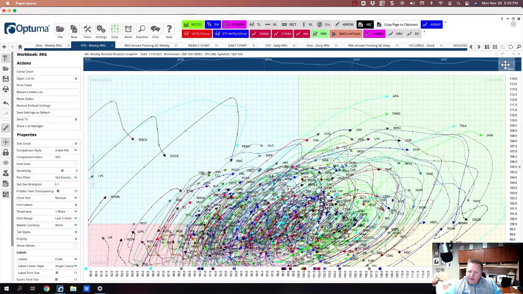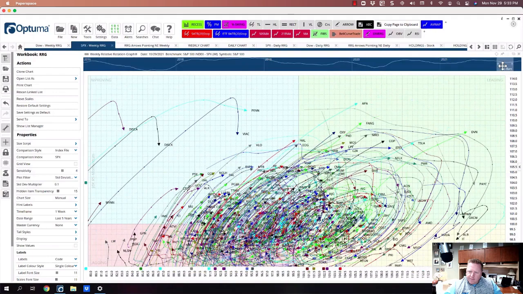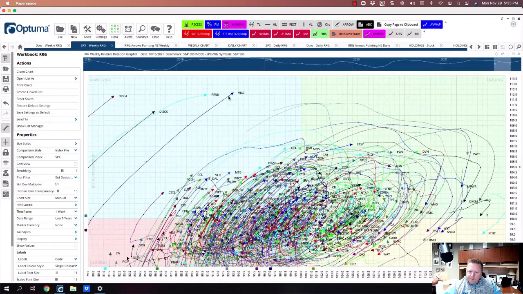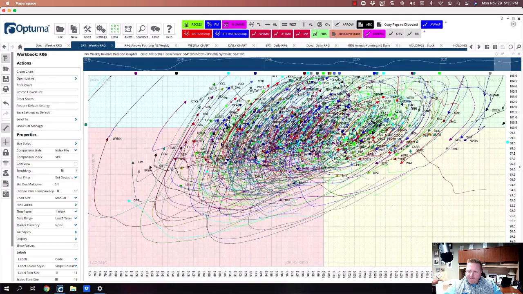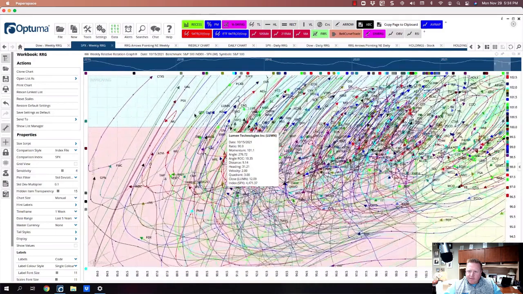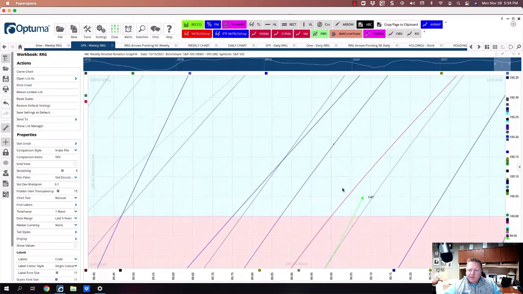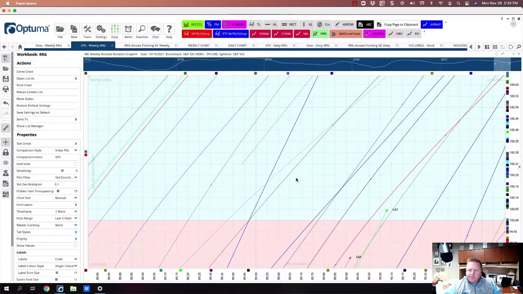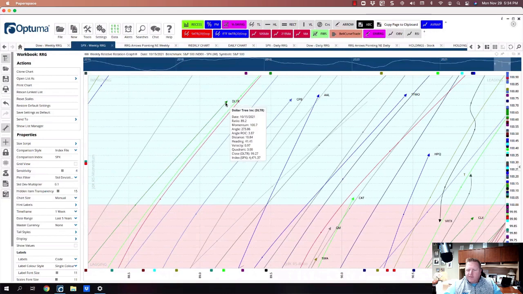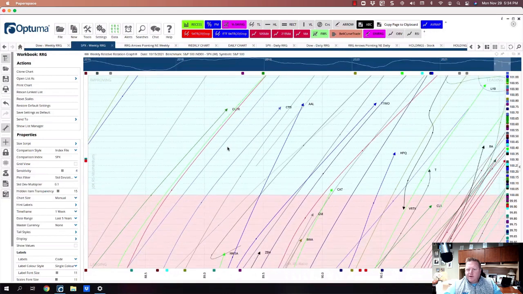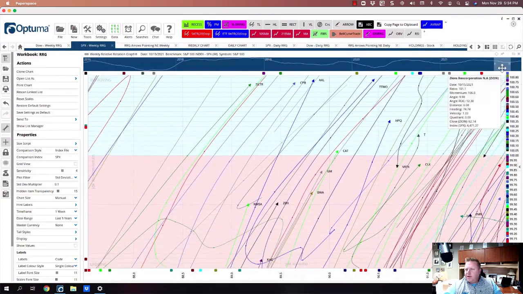This is 11/5. I think I see it. This is 10/15. There it is, Dollar Tree. Oop, got zoomed in a little too much there. There we are. Okay, so there's Dollar Tree. I'm going to zoom out a little bit more because I know I'm going to go backwards one more week.